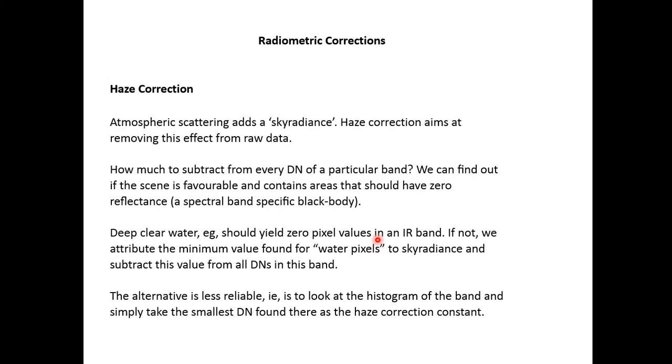Here is the correction for atmospheric scattering, like we get blue color and red color in the atmosphere. For the energy interaction with the atmosphere and the sky radiance, we can use the haze correction, removing this effect from the raw data. And for black body reflectance, we can also identify deep clear water. We can use the NIR or infrared band to detect clear water.